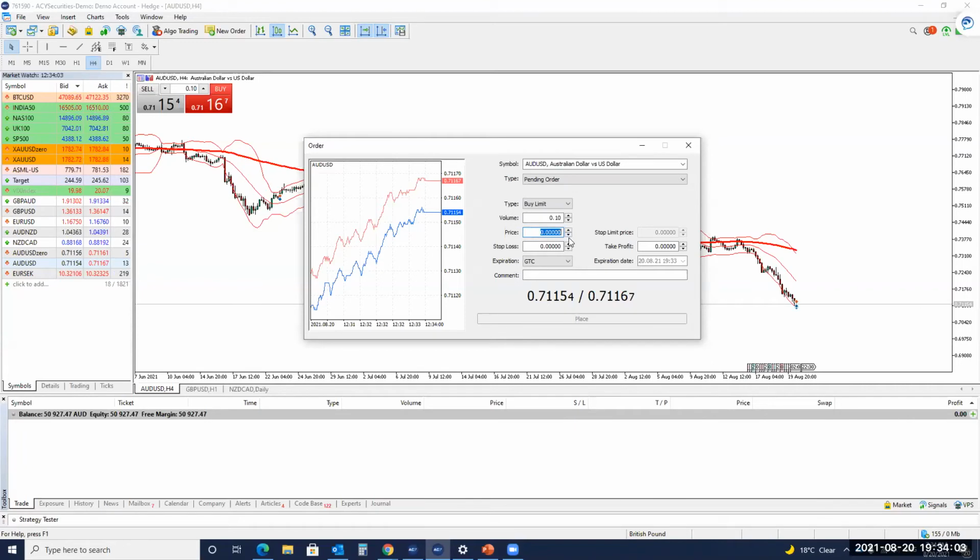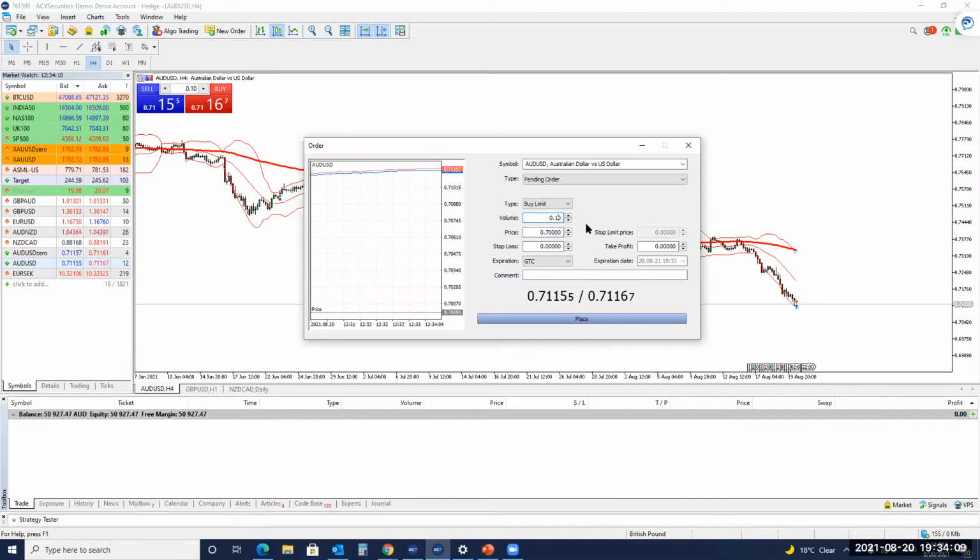So let's say we were looking to pick up some Aussie dollar at 0.70, at 70 cents. We choose our volume. Let's say we're looking to trade 0.15. And then from there, we want to have a stop loss at 69 cents, and we want to have a take profit up towards 0.72. We could go ahead and do exactly that.